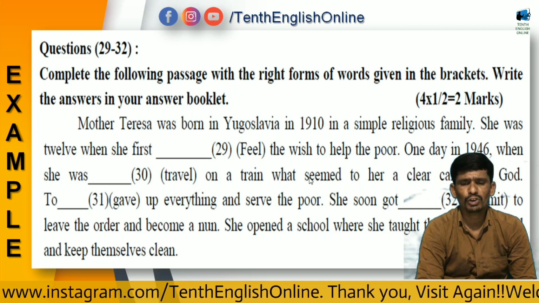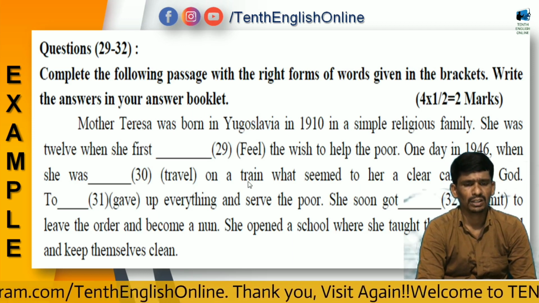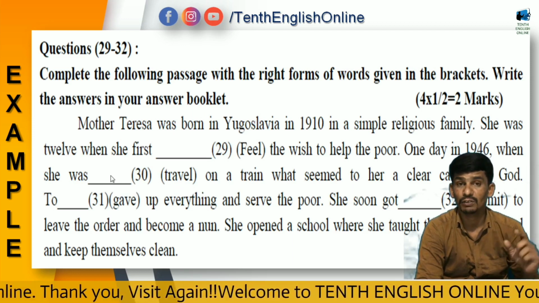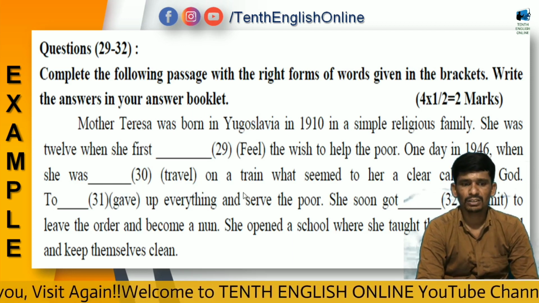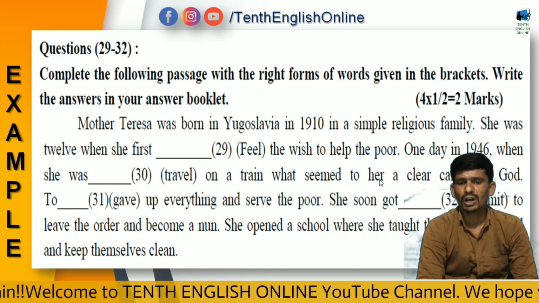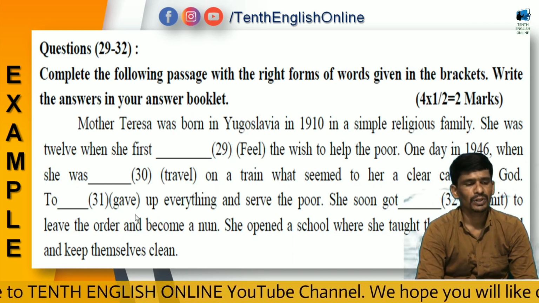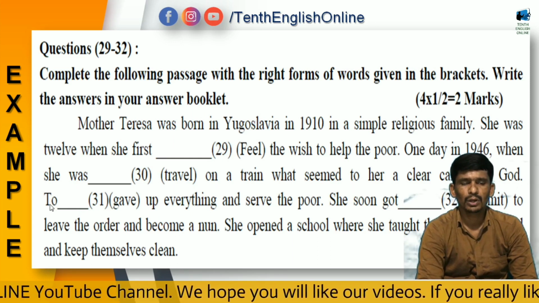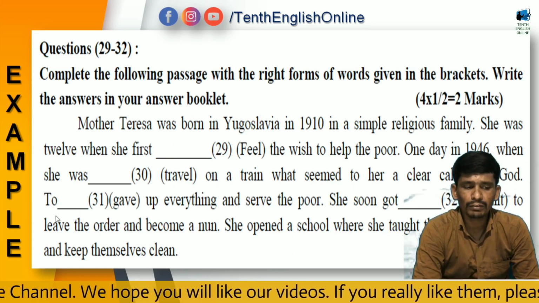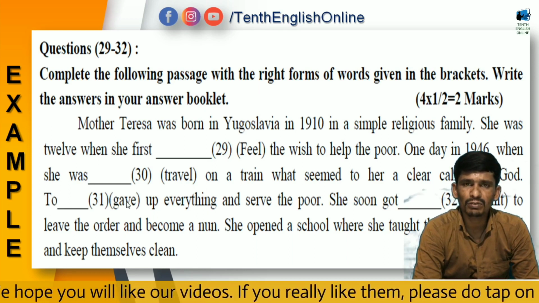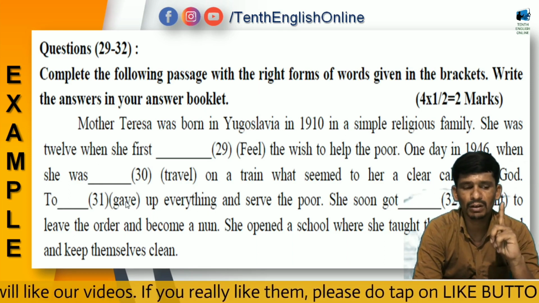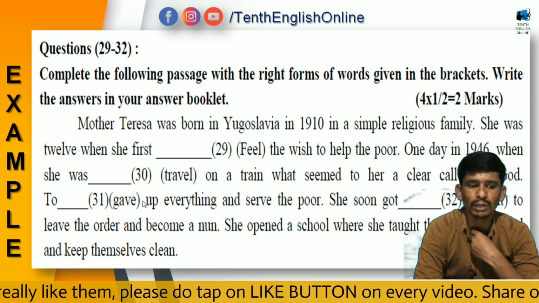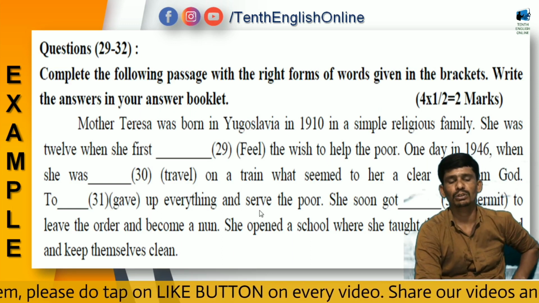One day in 1946, when she was traveling on a train, what seemed to her a clear call from God to give up everything. Remember, my friends, after two prepositions, the verb comes in V1 only. V1 of give is give. So the answer is to give up everything and serve the poor.